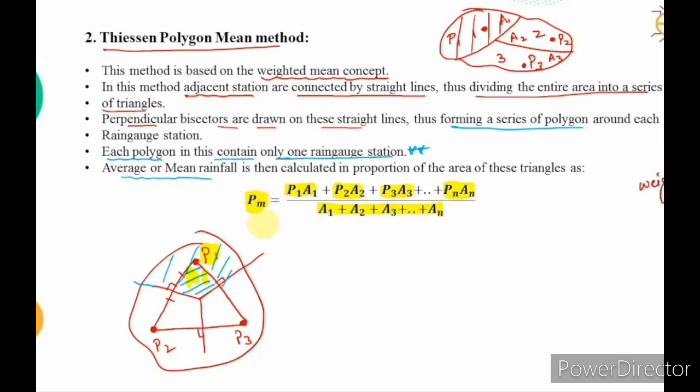Now some of its drawbacks. The assumption we made in the first method, that rainfall is uniform at all stations, is not required here. In this case the rainfall is different across the rain gauge stations. But this method also has drawbacks: when the shape is very complex, how do we proceed with this method? That is a question. Now we move on to the next method.